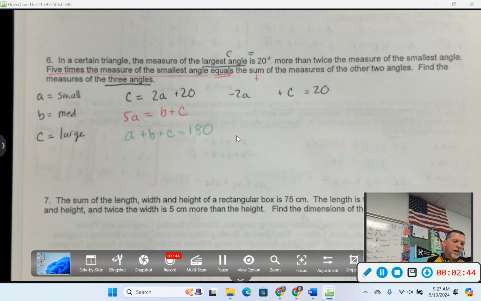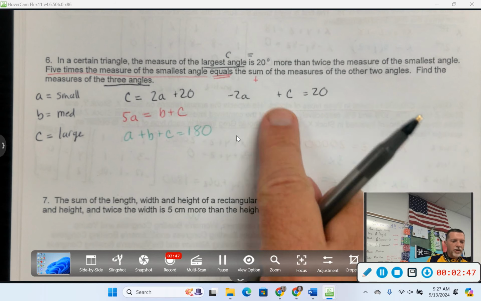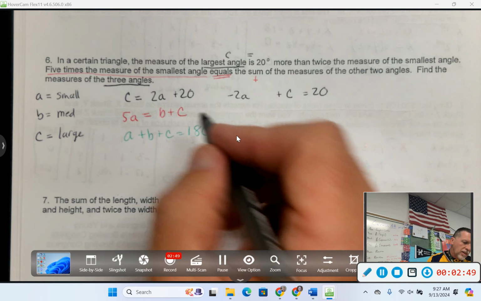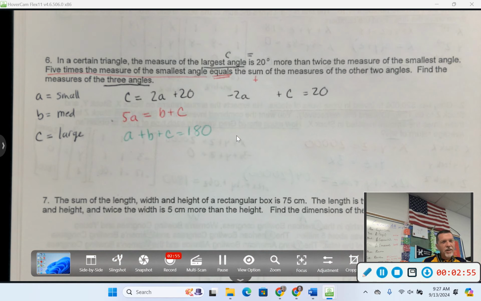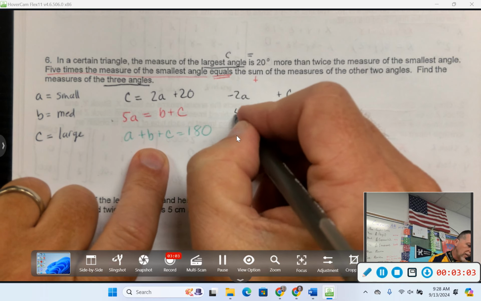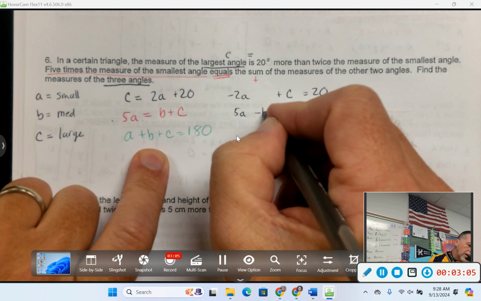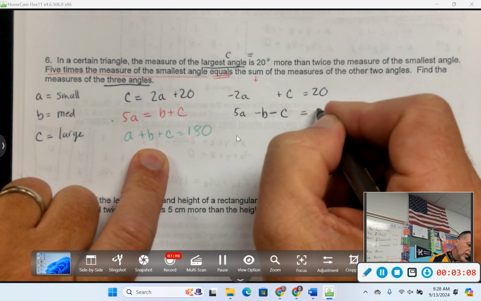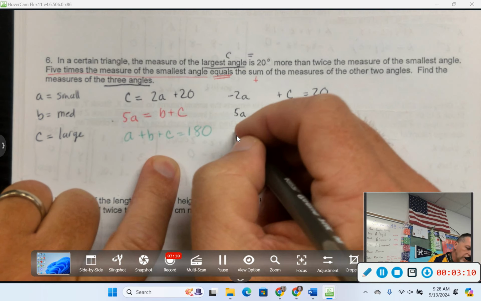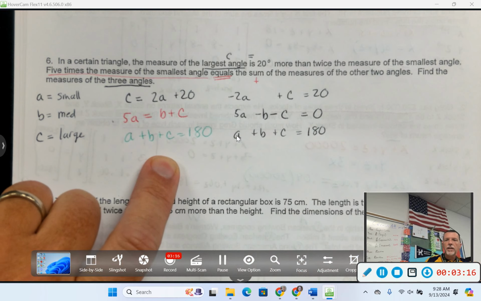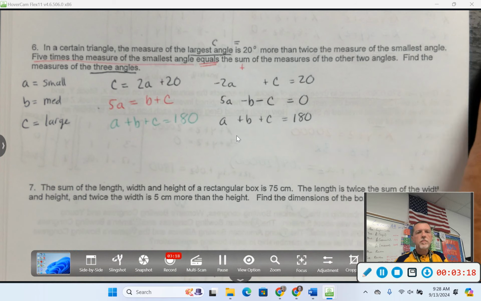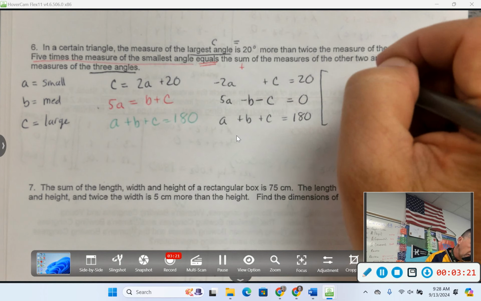You don't have to do that, but I'm thinking ahead to writing the matrix, so I may as well leave a blank there. B and C, I need to move them over, or I can move the 5A over. It doesn't matter. You have to be careful because your friend might work it differently. I'm going to move the B and C over, so 5A minus B minus C equals 0. And the other one's already set up, so A plus B plus C equals 180. And now I'm ready for the matrix stuff.